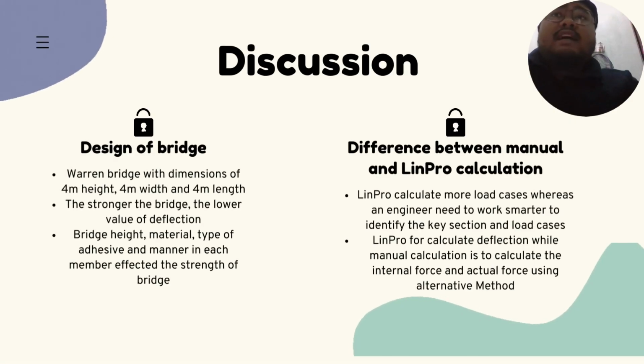Our bridge is designed based on the Warren bridge with dimensions of 4 meters high, 4 meters length from the starting point to the end point, and 4 meters width. We get a critical point which is very important: the stronger the bridge, the lower the value of deflection. The bridge height, material, type, and manner of each member affect the strength of the bridge.